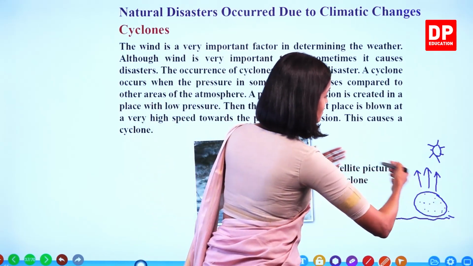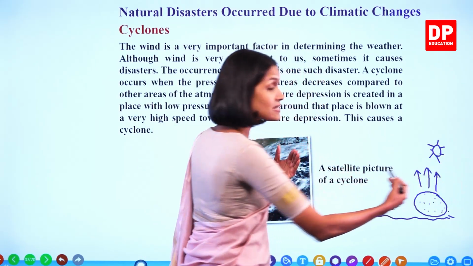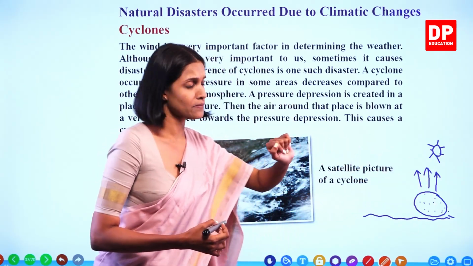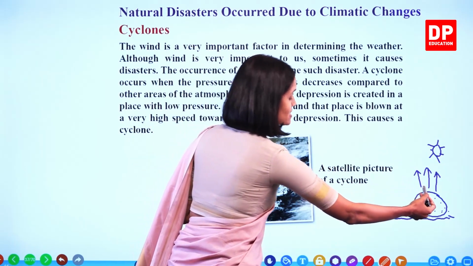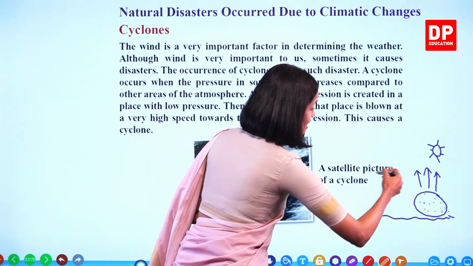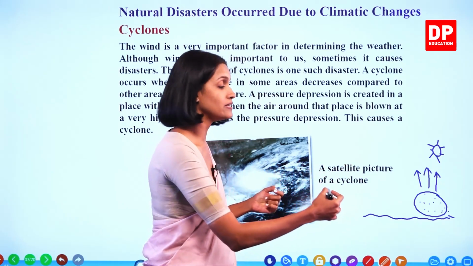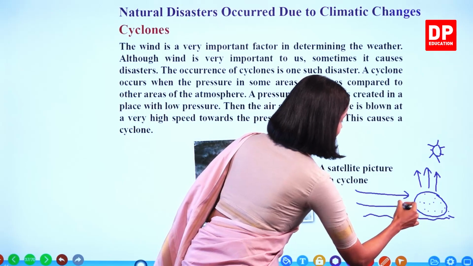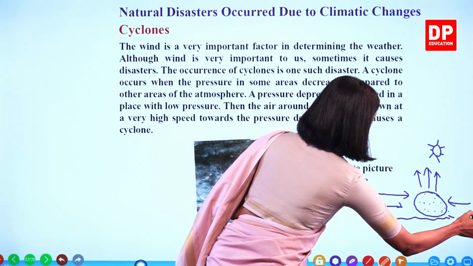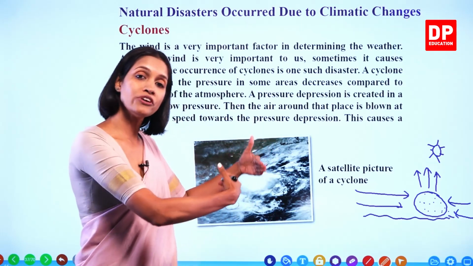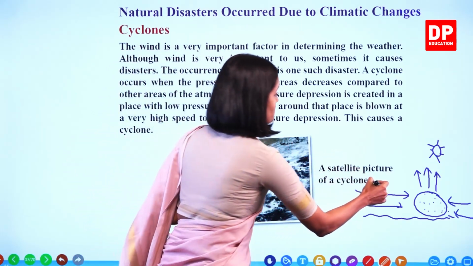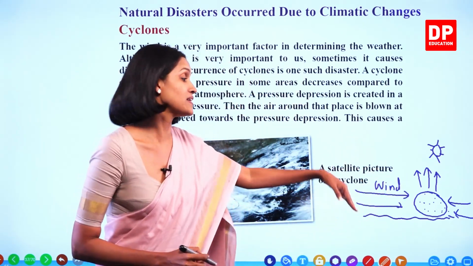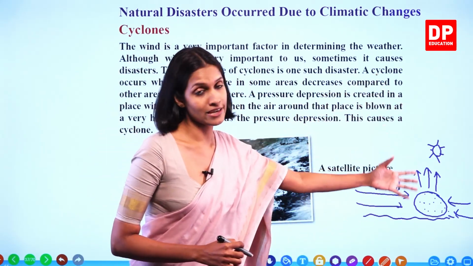But when you compare with the surrounding air layers, their pressure is higher than that of this area, right? So then what happens? To make the air pressure equal in all the areas, this high pressure air flows from these areas to these low pressure areas, right? This moving air is known as wind. Moving air is known as wind. This is how wind is formed as a result of the sun's heat.